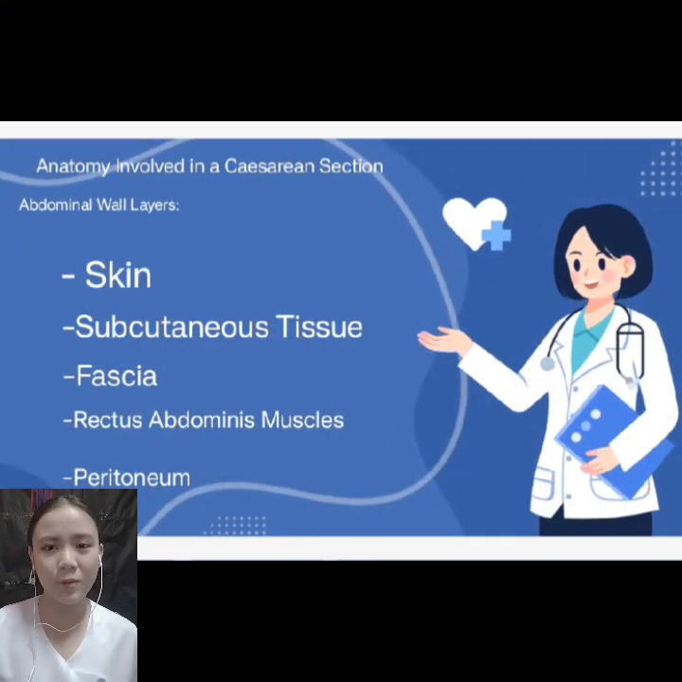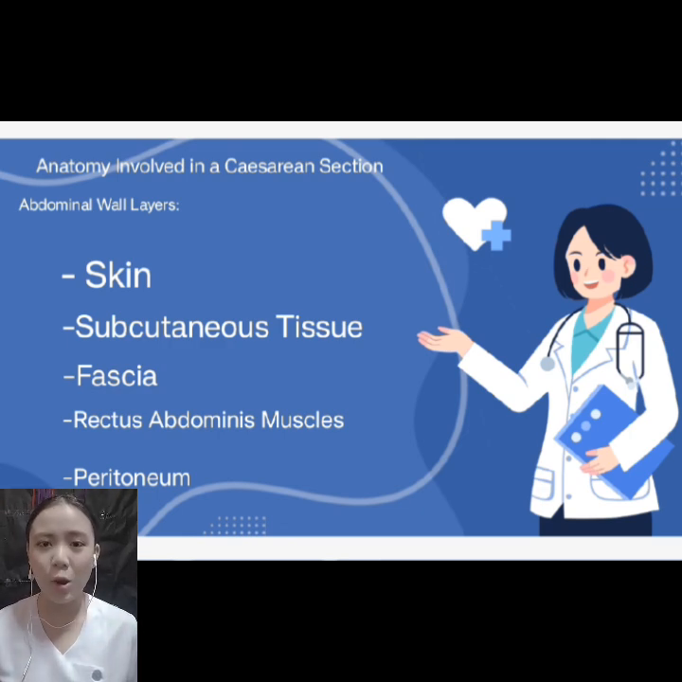Let's begin by exploring the anatomy involved in a cesarean section. Number 1. Abdominal wall layers. The skin, the outermost layer, is the initial incision site. Beneath it, we have subcutaneous tissue which provides cushioning. Next is the fascia, a tough connective tissue layer that supports abdominal muscles.